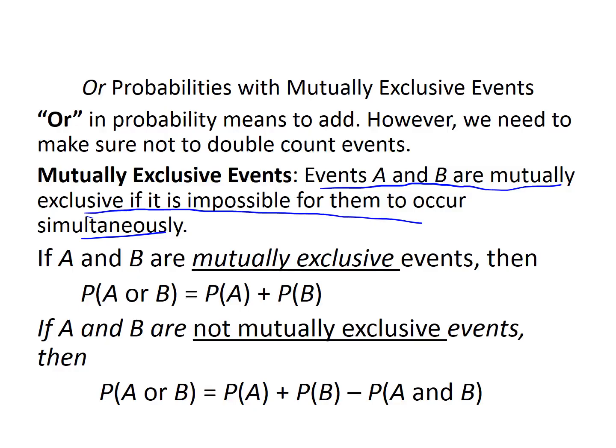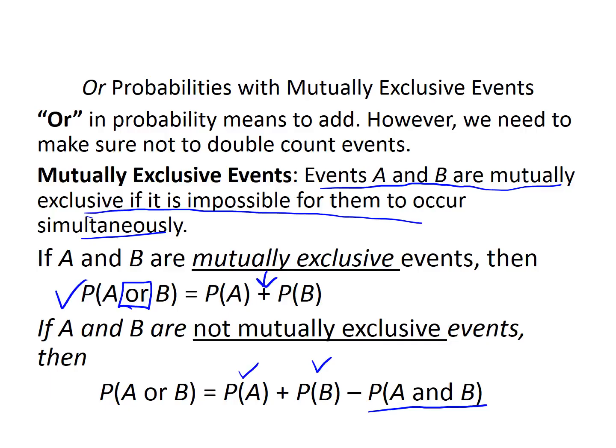We'll first decide if they are mutually exclusive or not. If they are mutually exclusive, they can't happen at the same time, then when you want the probability of A or B, you just add them together, probability of A plus probability of B. If they are not mutually exclusive, then for the probability of A or B, you add the two together, but you have to subtract off where you have double counted.